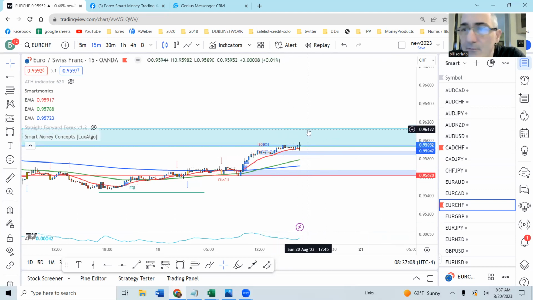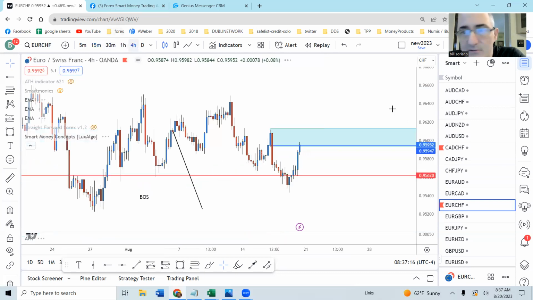We don't trade off of the 4-hour order blocks, right? We don't trade off of that 4-hour point of interest. Once it's hit, we drop down to the 15-minute and we wait for our confirmation, which is a lower time frame flip.